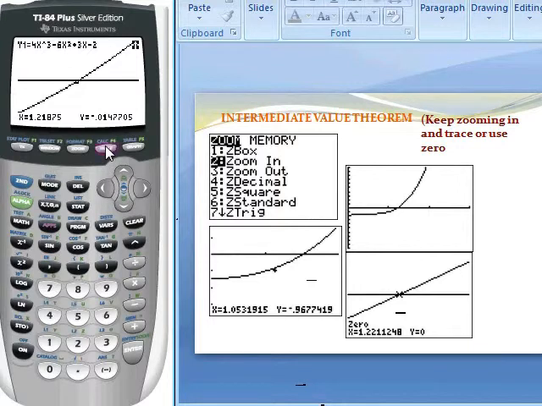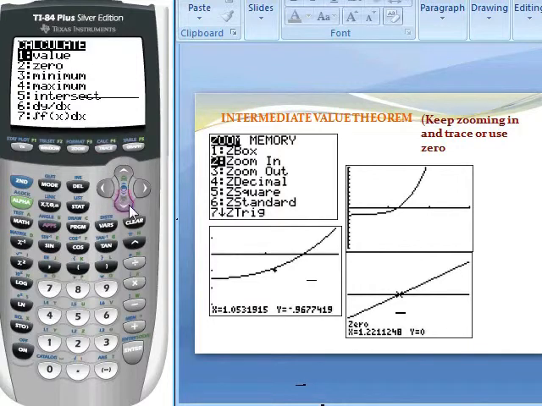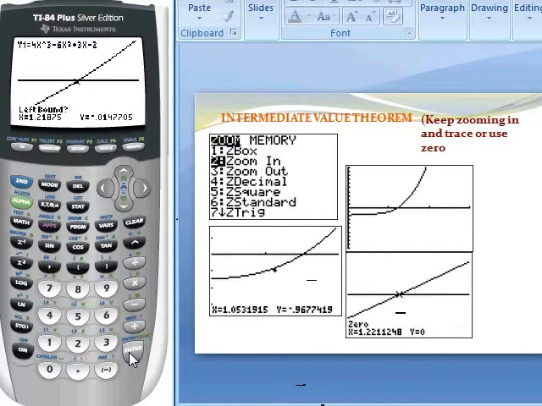If I want to get the exact value of that, you can also use the calculate feature and get the 0 of that function. Watch, 0 is also built in. Push enter. Left bound, pick something on the left. Right bound, pick something on the right, so that it's to the right of your root. And guess, you can guess the same value, and it will zero it in. It's actually 1.2211248. Okay, I got a lot of accuracy there.